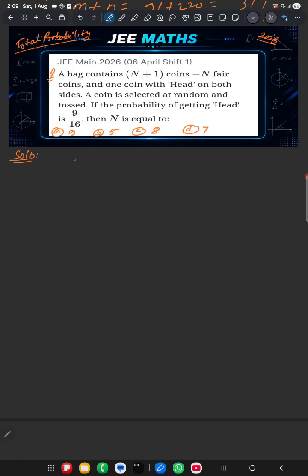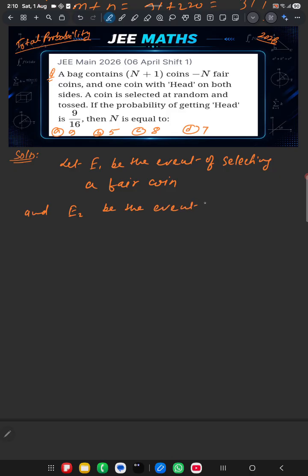First of all, we will assume that let E1 be the event of selecting a fair coin, and E2 be the event of selecting a two-headed coin.